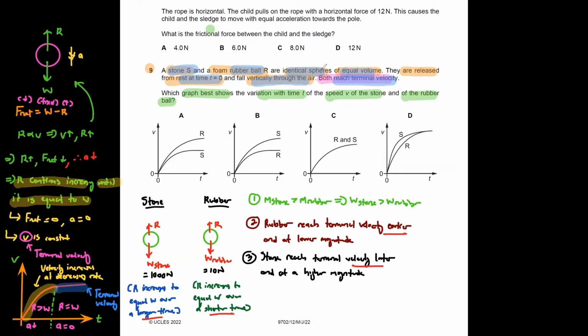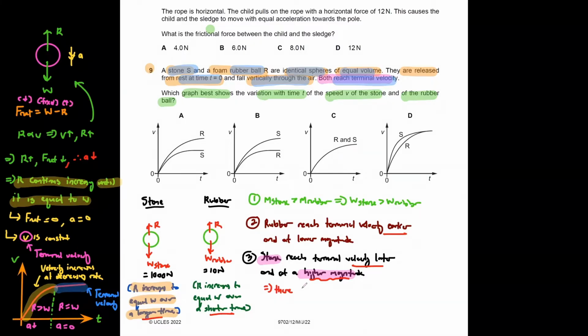Okay, so you can probably appreciate why terminal velocity will be reached earlier for rubber and why it is later for stone. But how do you explain the magnitude part? It will be easier to look at it from the point of view of the stone. Why do I say that the terminal velocity reached for the stone will actually be higher here? It's because in the first place, you had a longer time to reach terminal velocity. Remember just now I mentioned to you here, your R will increase to equal W over a longer time. So this one actually means this.